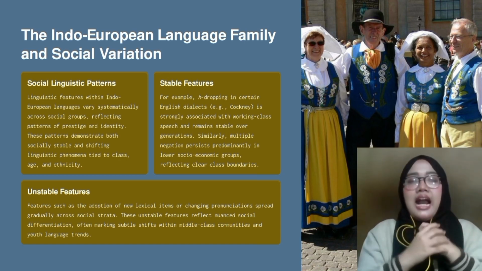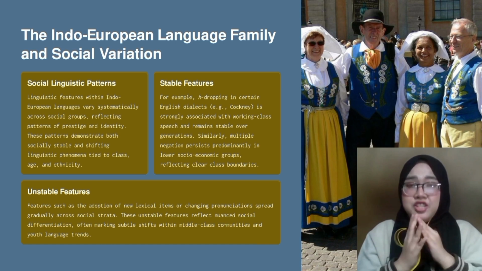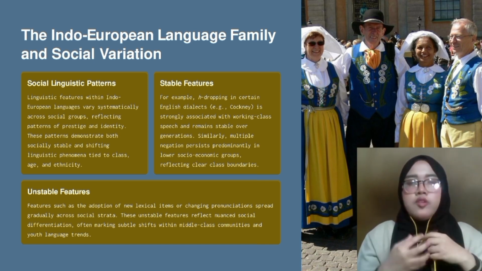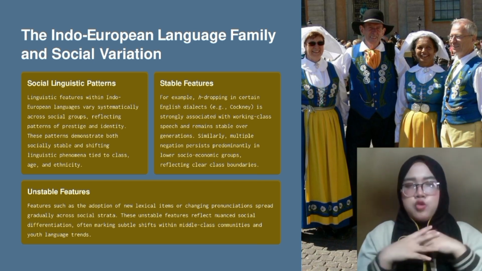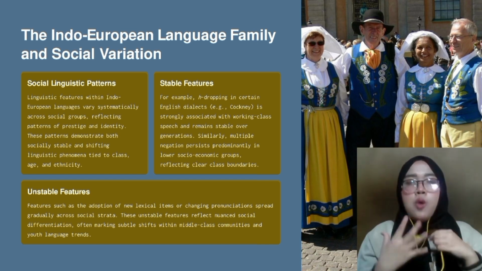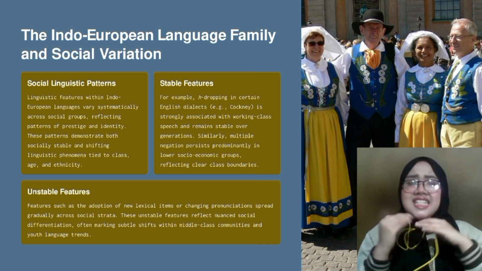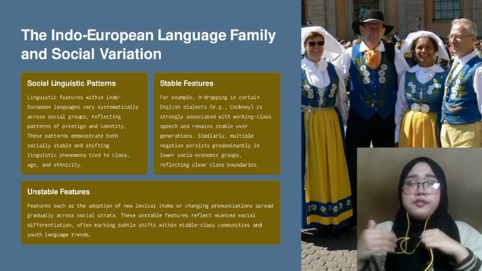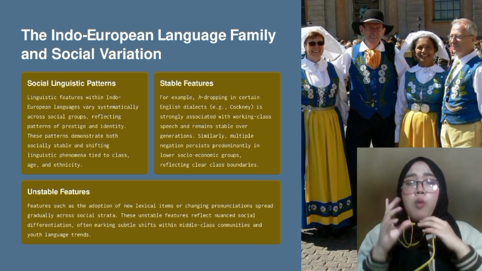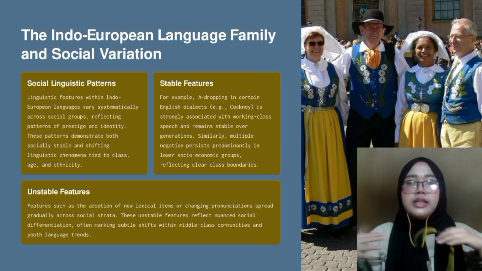Now, let's look at how social variation appears in the Indo-European language family. There are stable features like H-dropping in Cockney English, which stays the same over generations and is often linked to working class identity. Another example is multiple negation, like "I don't know nothing," which is more common among lower class groups. There are also unstable features such as the use of new words or pronunciation trends. This usually begins with one social group like young people or the middle class and then spreads slowly across society.